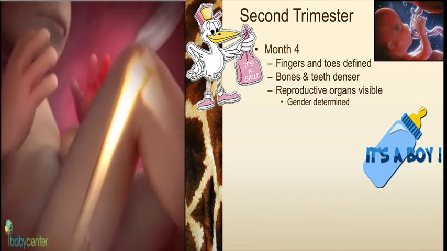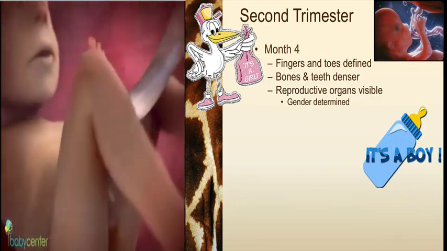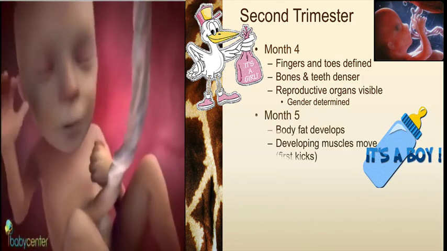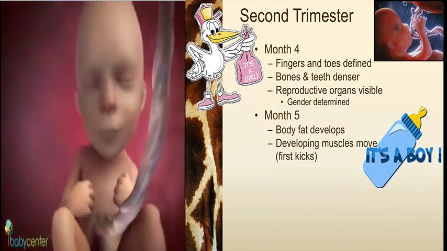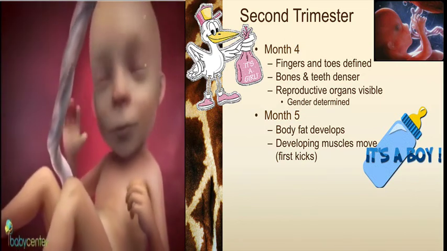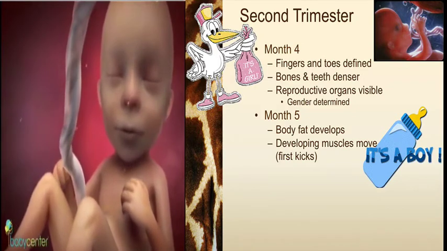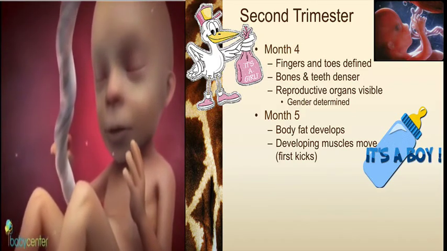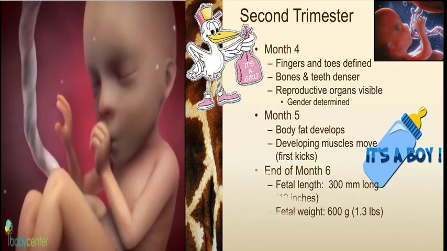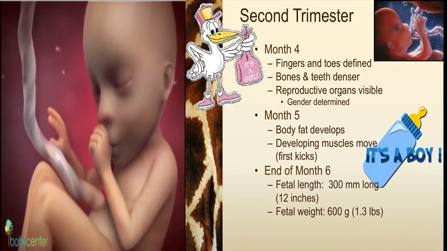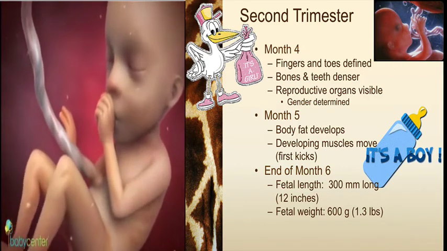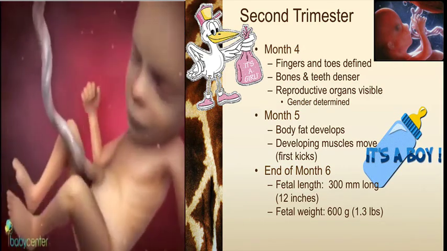We'll also begin to see the reproductive organs, and this is where we will actually determine if it's a boy or girl because we can see these in the sonogram. During month 5, the baby will develop some more fat. There'll be a lot more development of the muscular system. And this is where we'll begin to feel the baby kicking for the first time because it is developing those muscles in the legs and arms. By the end of month 6, we actually have a baby that's about 12 inches long, and it has a mass of just over 1 pound.